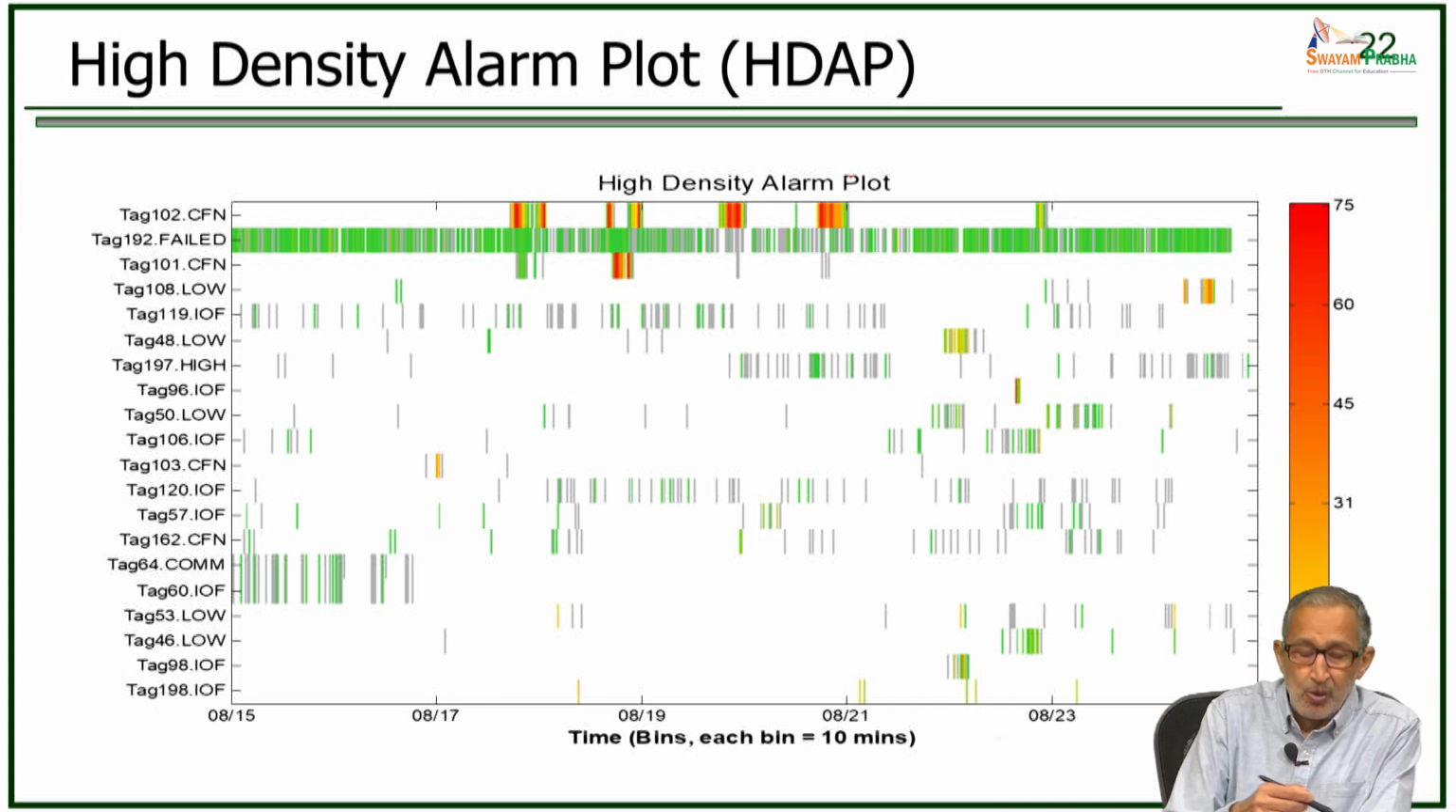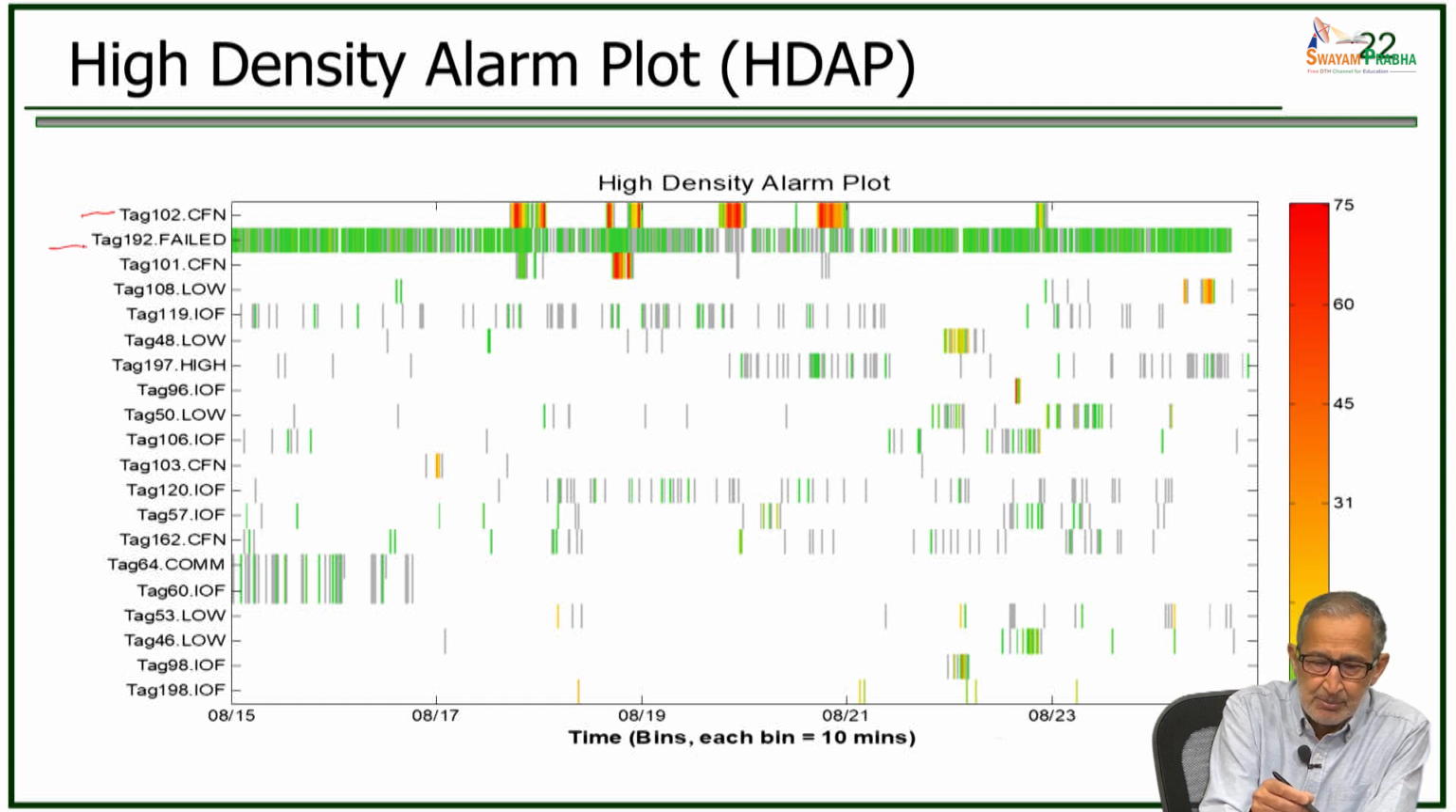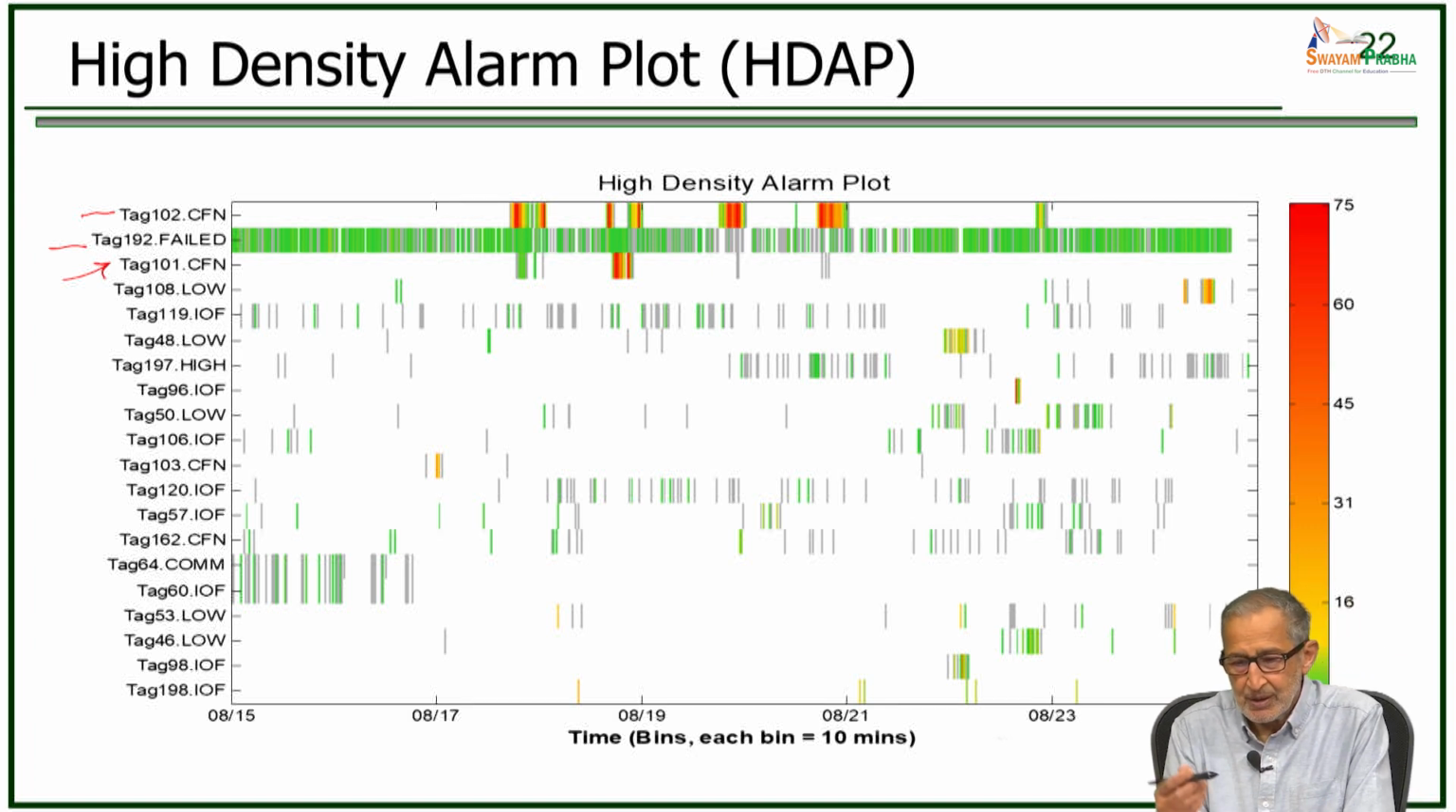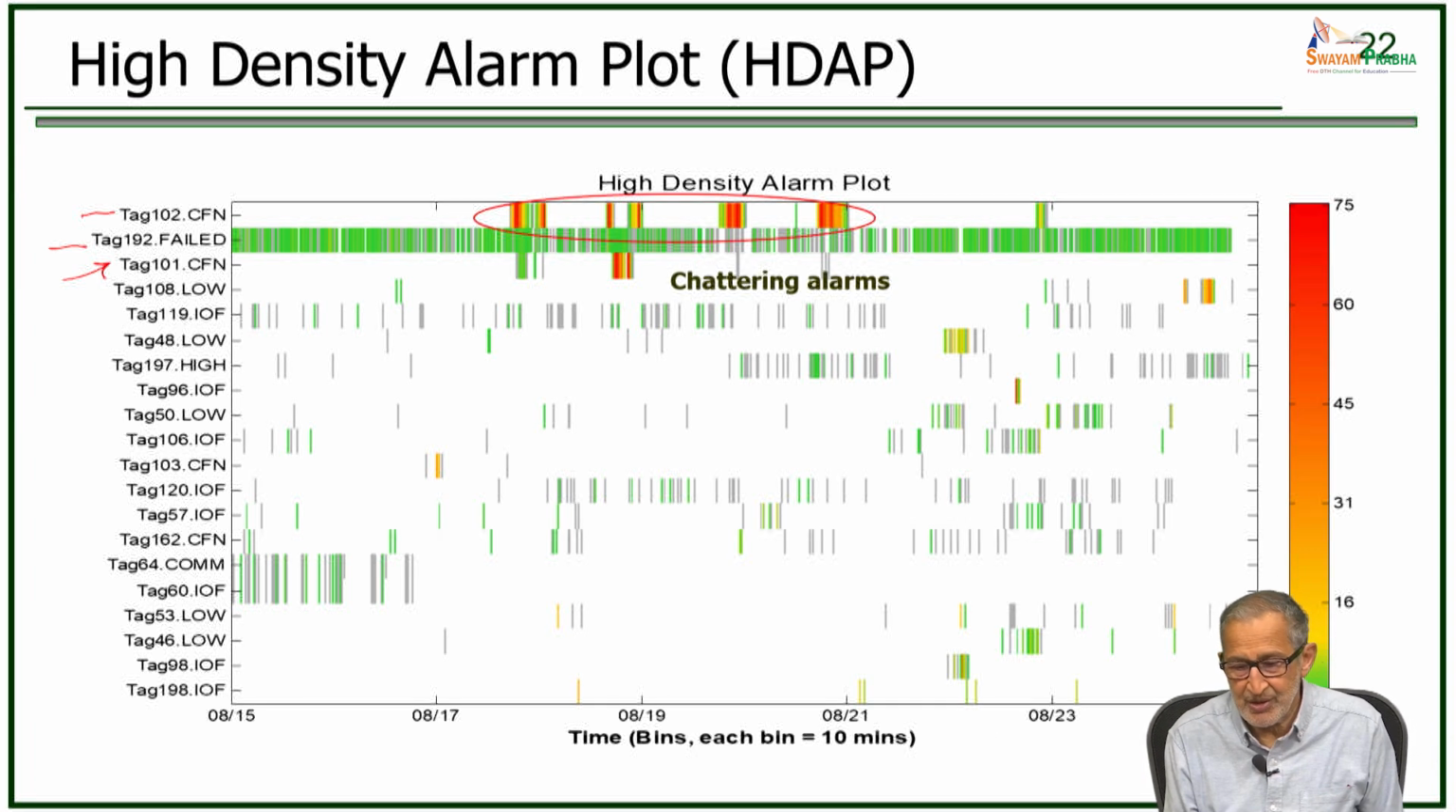It is rank ordered, meaning the variable with the highest number of alarms is variable 1, the second bad actor is variable 2, and the third bad actor is variable 3, and so on. Okay. So this plot, this high density plot, also gives you a lot of interesting information.